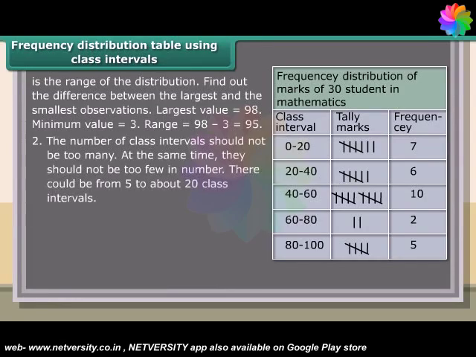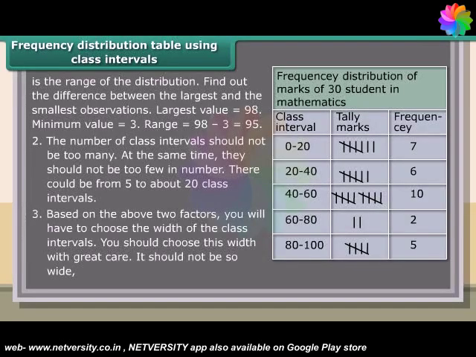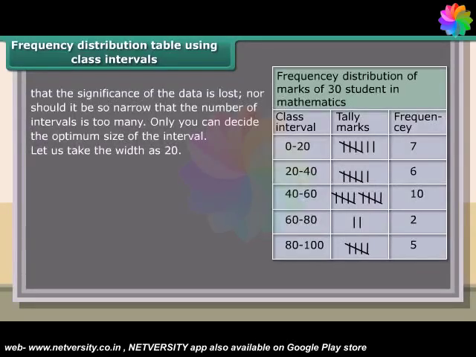2. The number of class intervals should not be too many. At the same time, they should not be too few. There could be from 5 to about 20 class intervals. 3. Based on the above two factors, you will have to choose the width of the class intervals. You should choose this width with great care. It should not be so wide that the significance of the data is lost, nor so narrow that the number of intervals is too many. Only you can decide the optimum size of the interval. Let us take the width as 20.